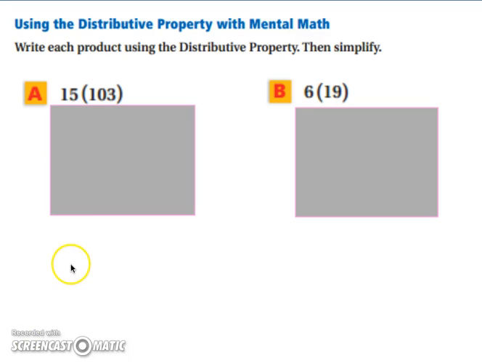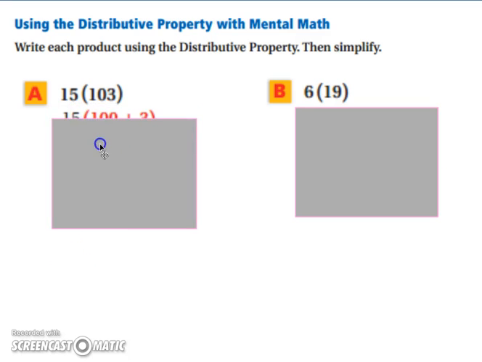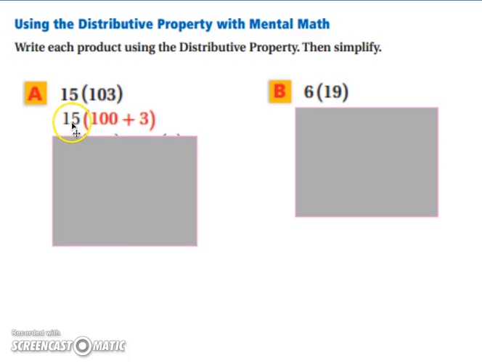So write each product using the distributive property. Sometimes splitting things up and then adding makes it a little bit easier to solve the problem. So let's look at this first one together. So we can look at 15, and then we can split 103 into 100 plus 3. That way we can do 15 times 100 and 15 times 3.